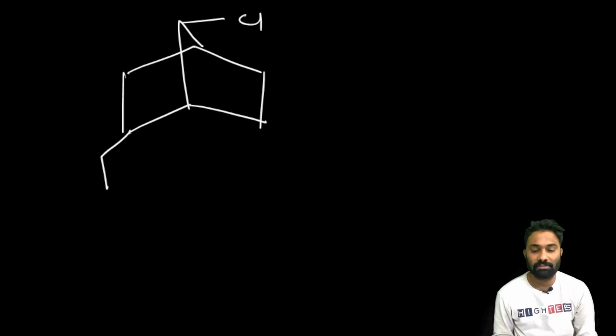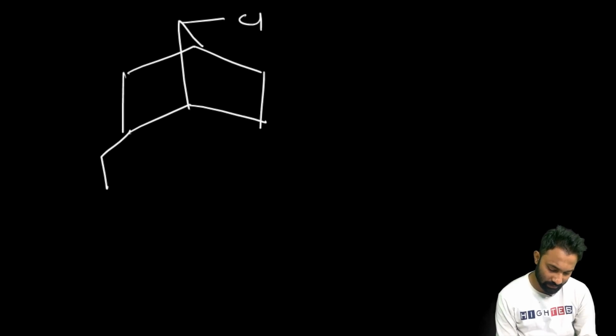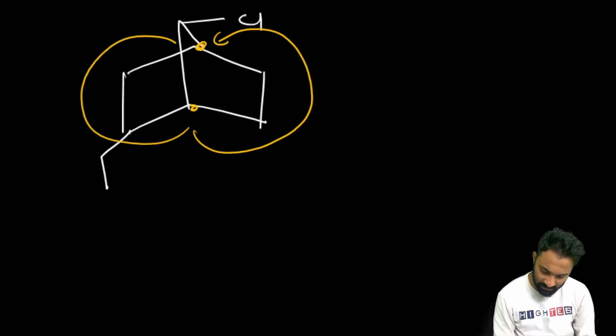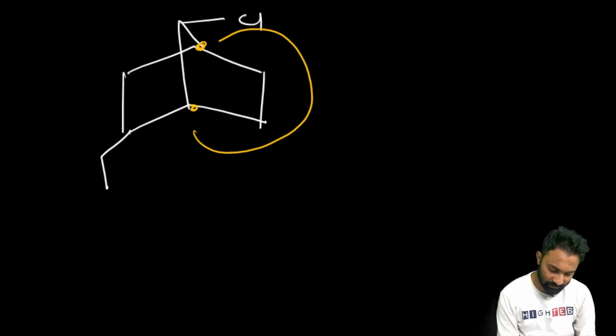Suppose here the Cl, if this type of compound is given, then how to write the naming for this one? See, if you go from this bridged carbon to this bridged carbon, we are getting 2 carbons only. If you go from this bridged carbon to this bridged carbon, we are getting 2 carbons only. Then which bridged carbon or which path do we have to select?